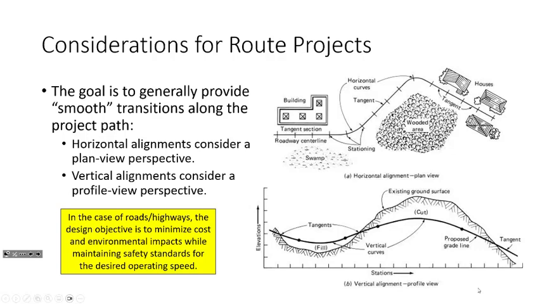Now, whenever we're designing roads, highways, what have you, typically we're trying to minimize cost and environmental impacts, but we've also got to maintain safety standards. So to keep it simple, we're probably going to use tighter curves around, say, neighborhood roads or roads around the city than we would on Interstate 64. Interstate 64 has larger design speeds, so because of that, we need a softer curve, either horizontally or vertically. Does that idea kind of make sense?